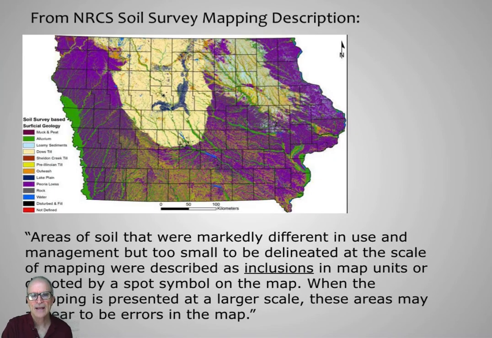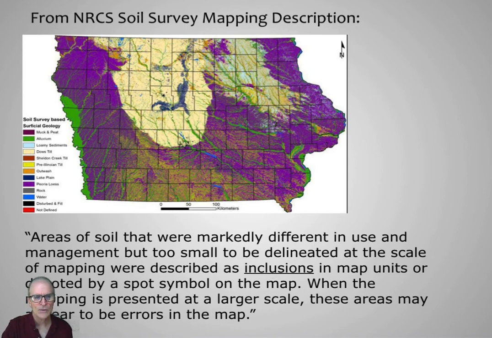And you see that in data. So this is the Natural Resource Conservation Service Soil Survey Mapping description, and it says areas of soils that were remarkably different in use and management, but too small to be delineated at the scale of mapping, were described as inclusions. And in their literature, they tell you how big the scale of mapping is and how big these inclusions will be, but they're saying these may be there up to a certain size.